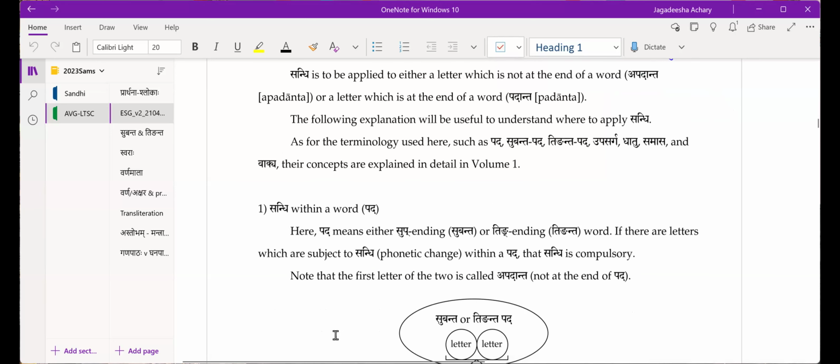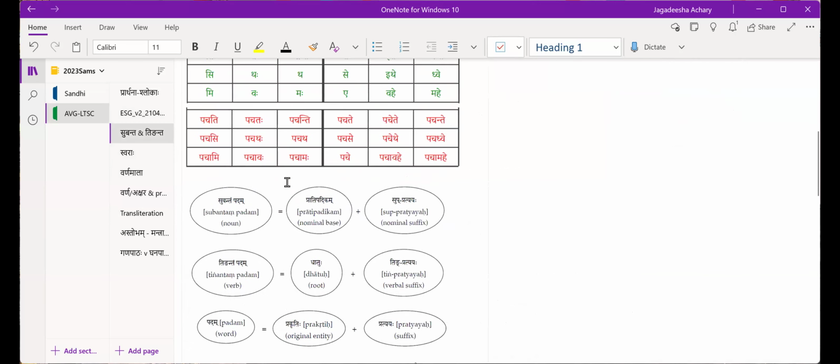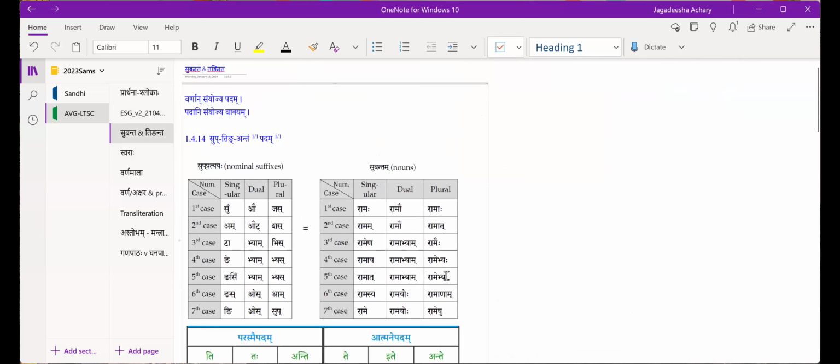Now let's give it a little bit of introduction. Let me change the slide. I made this additional information to give you an idea of what pada, sup pratyaya, ting pratyaya, subanta, and tiṅanta are. Let's look at the sup. I talked about the 21 sup pratyayas. Everybody can see the screen?